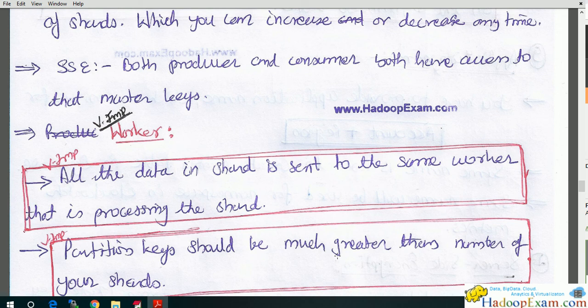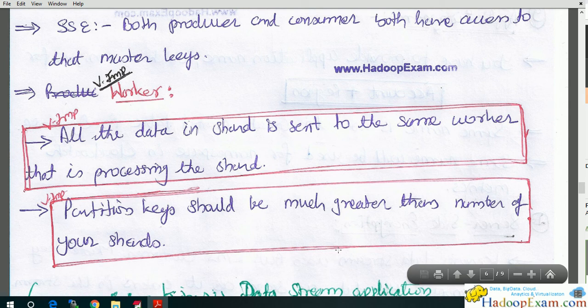Okay, worker is very important. They would ask questions based on the worker in the big data specialist exam. All the data in a shard is sent to the same worker that is processing the shard. If one shard's data goes to the same worker, that is because sequencing and ordering are important. But inside the worker you could have multiple processors which can concurrently process your data.